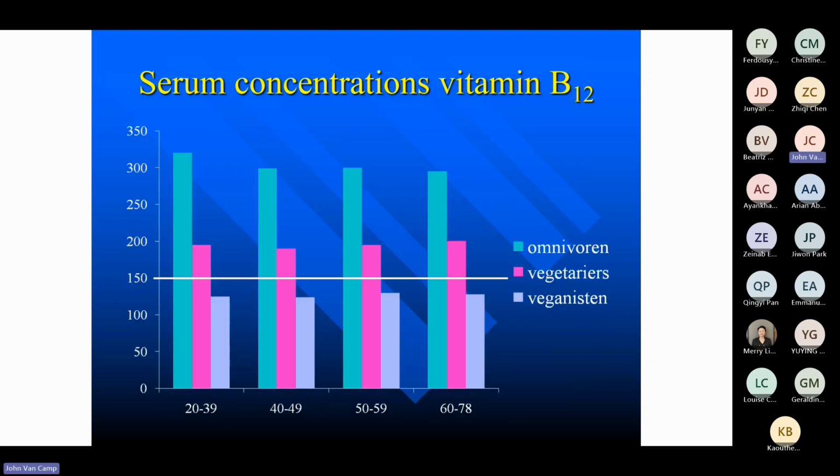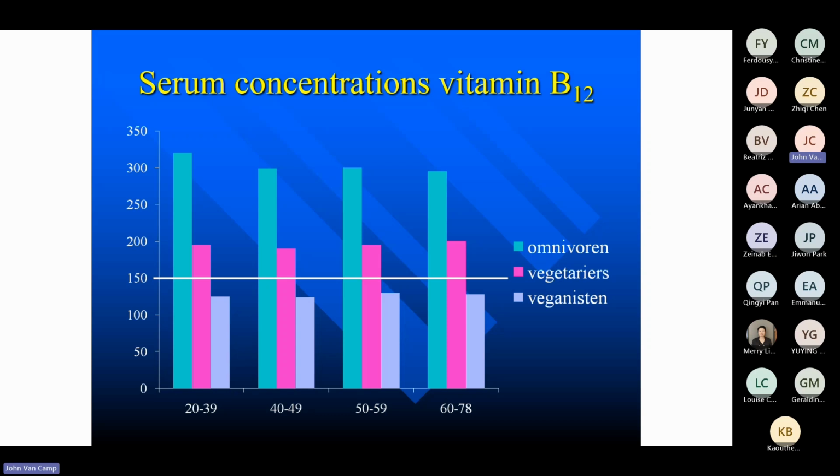Here you can see the status for B12. So we have omnivores who eat animal-based foods, the vegetarians who don't eat meat and fish, but they can eat milk, eggs. So there is some intermediates there. And we have the vegans who are only focusing on plant-based foods. So no eggs, no milk, no fish, and no meat.